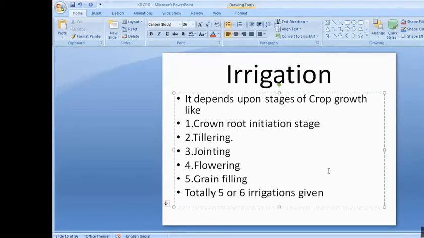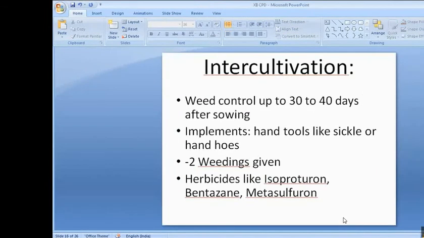So irrigation is generally given at the interval of 15 days. Out of these, grain filling is most important. All these stages are important, but grain filling is most important for growth of wheat crop. Then intercultivation. Intercultivation means we have to remove the weeds, and removing of weeds can be done at least up to 40 days of growth of plant. Later on, if weeding is not done, there will be no much effect on the growth of plant. But up to 40 days, it is important.